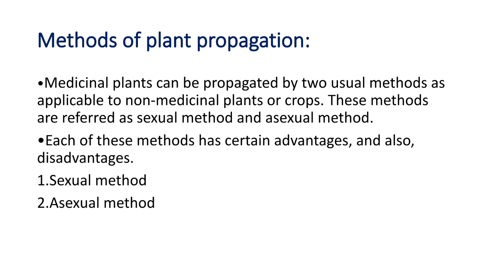Now, the next topic is methods of plant propagation. Medicinal plants can be propagated by two usual methods, as applicable to non-medicinal plants or crops. These methods are referred to as the sexual method and the asexual method. Each of these methods has certain advantages and also disadvantages.